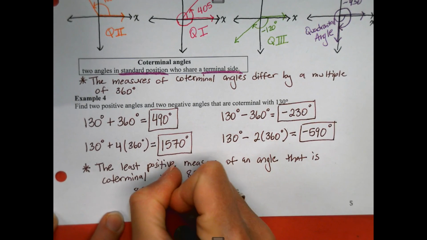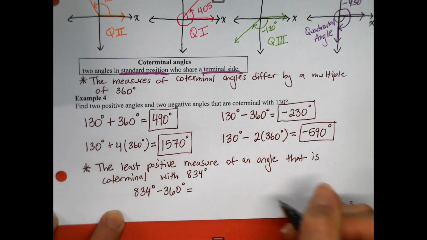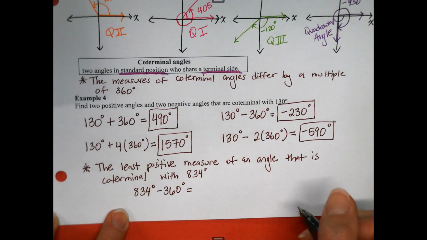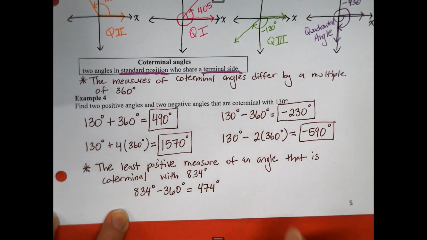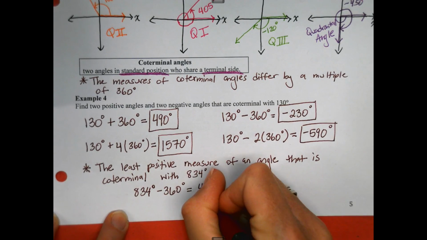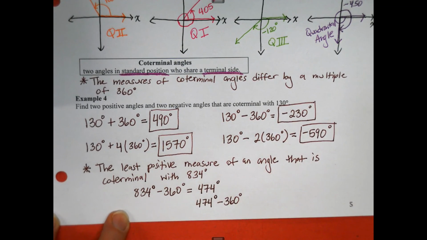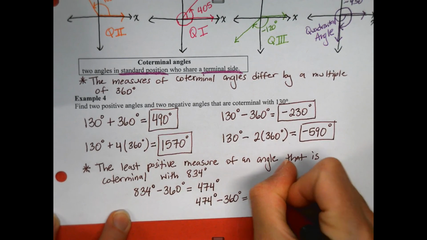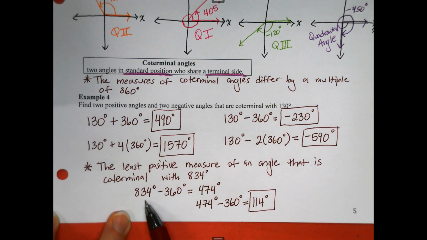Really, since this is a positive angle, all we have to do is subtract 360 until we get a value that is between 0 and 360. 834 degrees minus 360 degrees ends up being 474 degrees. And 474 degrees is still greater than 360, so we're going to subtract 360, and we get 114 degrees. 474 is coterminal with 834 degrees, but it is not the least positive angle. 114 degrees is the least positive one.